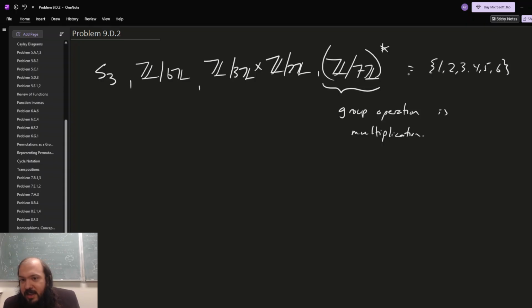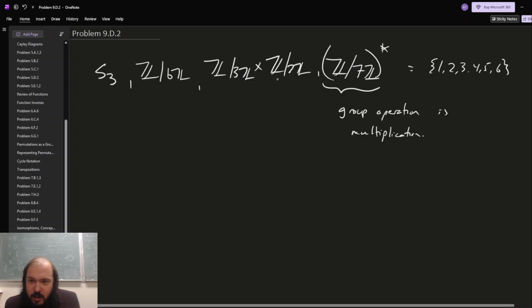But in general, it's not completely obvious. Like if I did this with 8 instead of 7, which elements would have multiplicative inverses? You'd have to go and check that. So without any further ado, let's take a look and see what we can figure out.